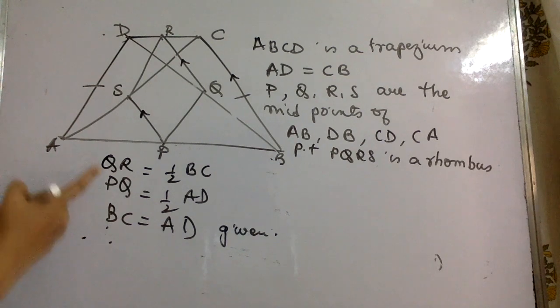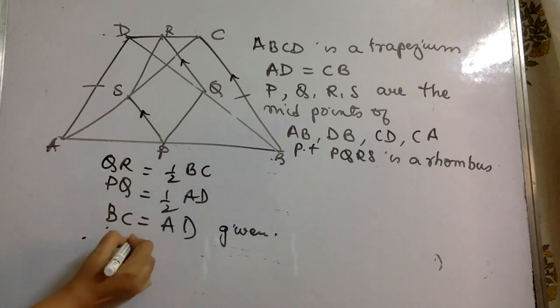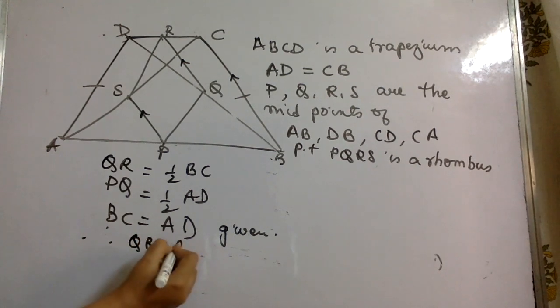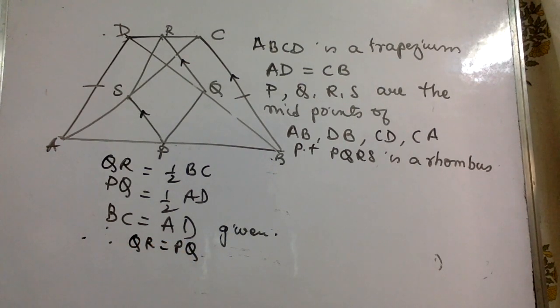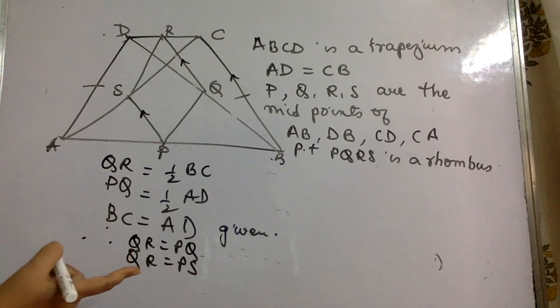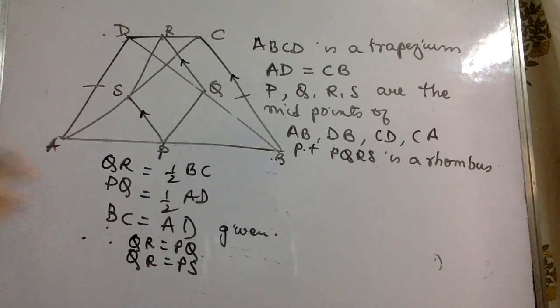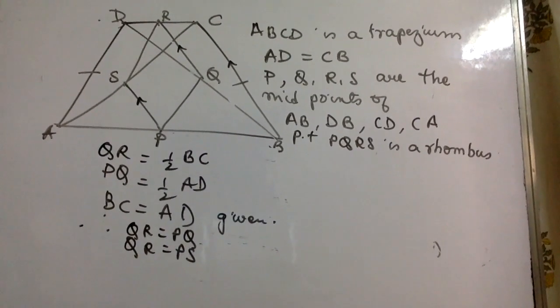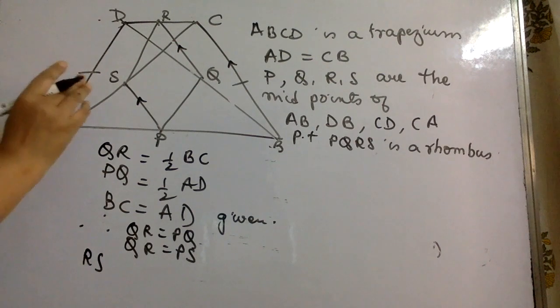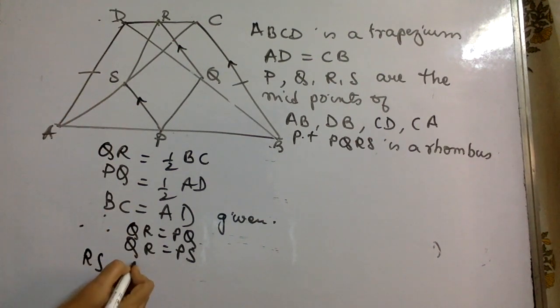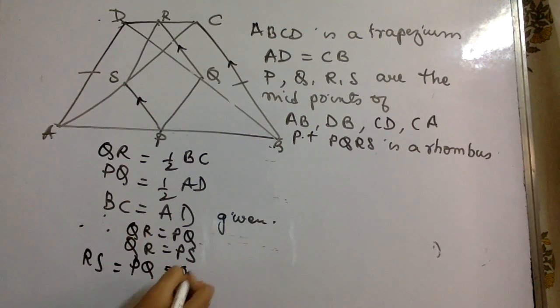QR is equal to PQ. If this is equal to this, then this is equal to this, therefore QR is equal to PQ. And QR is also equal to PS, that we have already proved in the previous one. So from this we can now write RS, that is the side we hadn't talked about till now. That side is equal to PQ because they are opposite sides of a parallelogram, and PQ is equal to QR, we just proved, and QR is equal to PS.